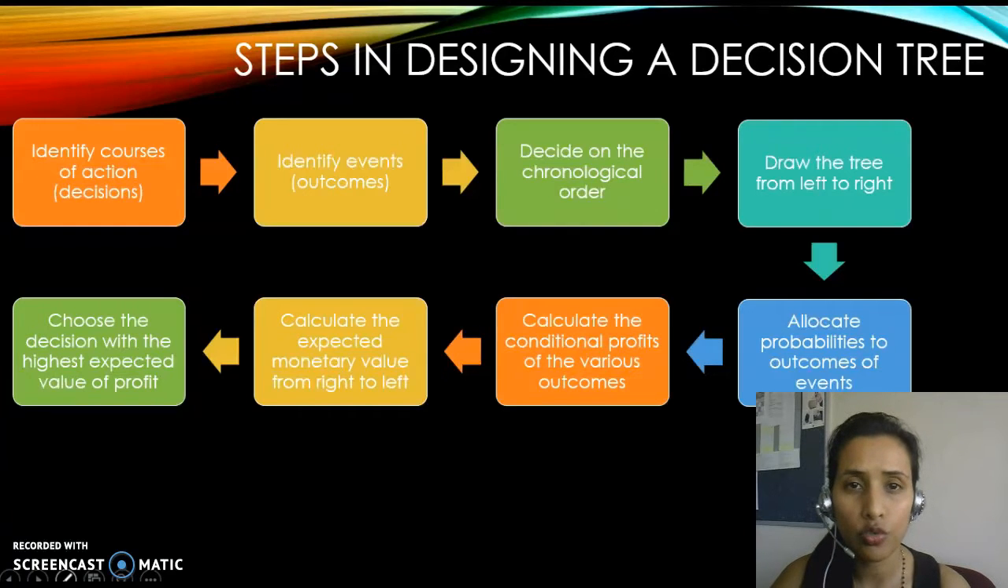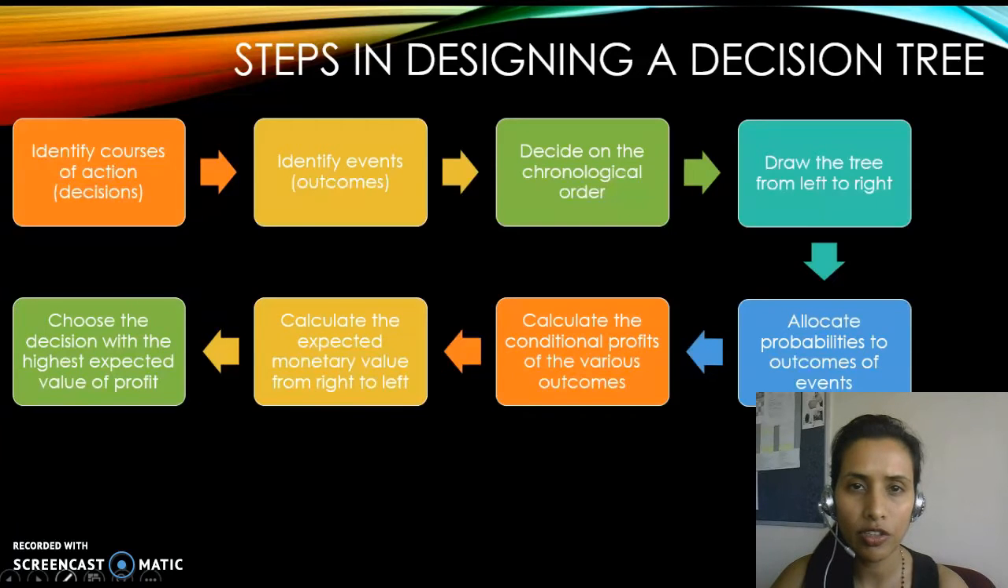Thereafter, we're ready to draw our tree, and this is done from left to right, also known as the forward pass. Thereafter, we would allocate probabilities to the outcomes, and only event nodes should have probabilities attached to them. Once we're done with allocating probabilities, we're then ready to calculate the conditional profits. These are the expected payoffs that you can expect to occur from the different outcomes.